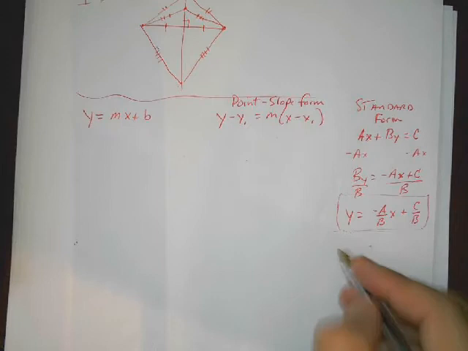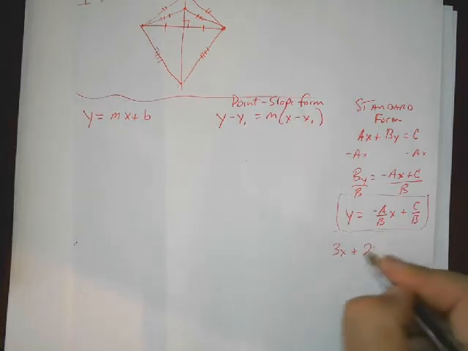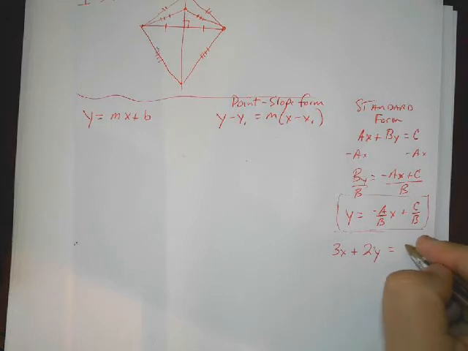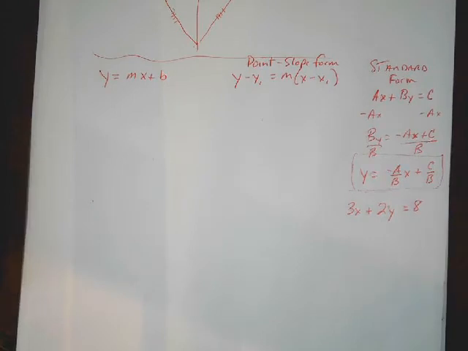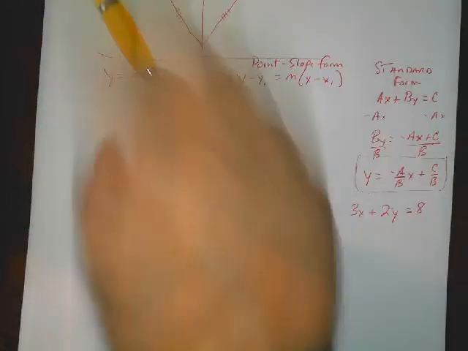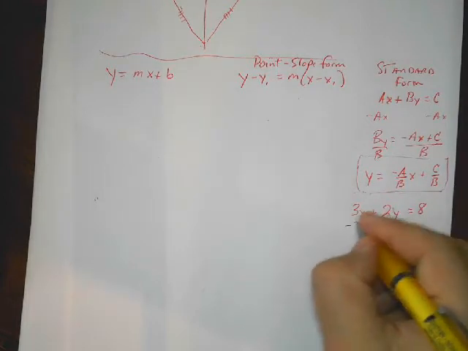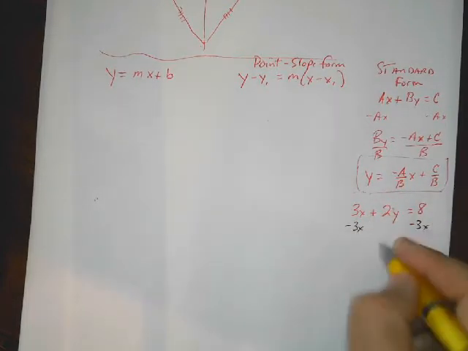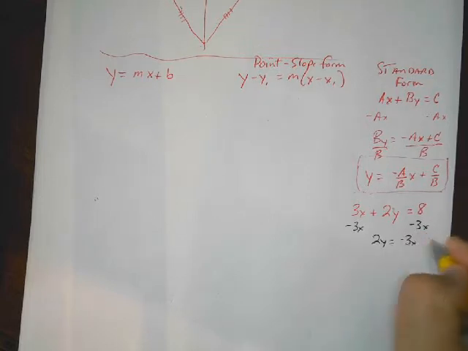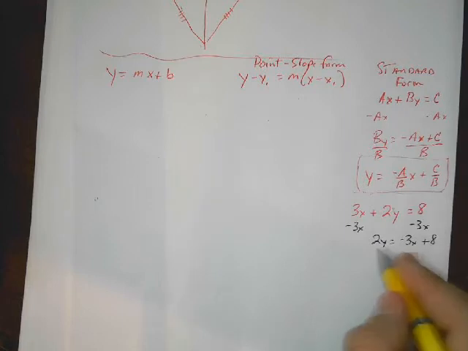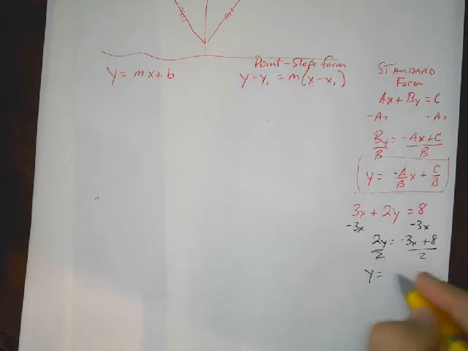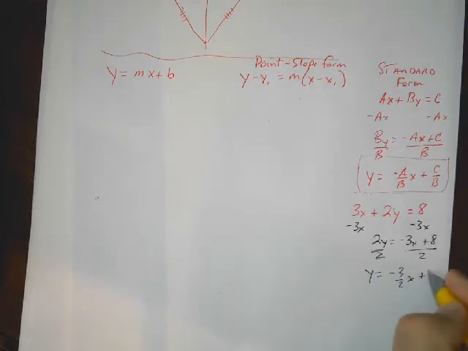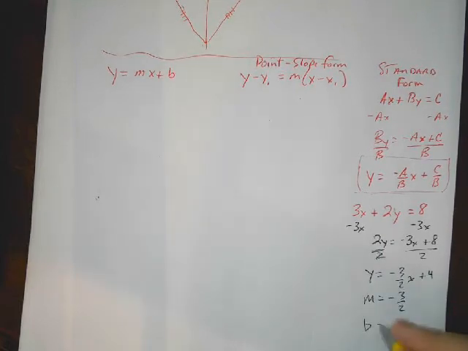So if I have a standard form, let's say 3x plus 2y is equal to 8, and I wanted to look at that a little closer in a different format, I could solve for y. I could solve for y by subtracting 3x. 2y is equal to negative 3x plus 8. And then divide by 2, and then I have to separate the fraction over here. So y is equal to negative 3 halves x plus 4. So in that case, my slope is negative 3 halves, and my y-intercept is 4.